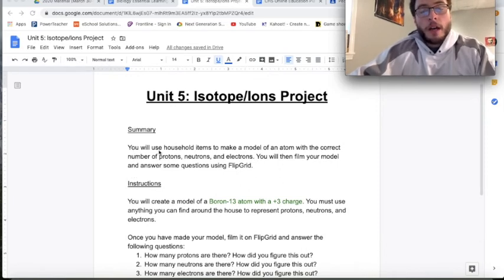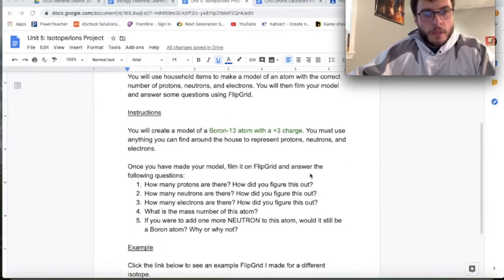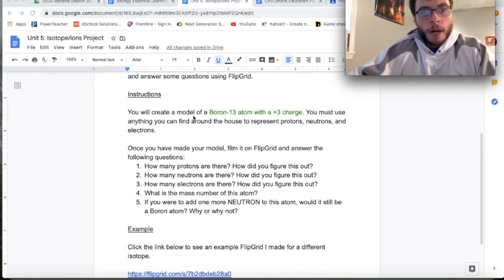So just kind of a summary of what you'll be doing. You're going to use household items to make a model of an atom with the correct number of protons, neutrons, and electrons. And then you're going to film your model and answer some questions using Flipgrid, which hopefully you're pretty familiar with and you've used it before. So you're going to create a model of a boron 13 atom with a positive 3 charge. That is the atom you're going to create. You must use anything you can find around the house to represent protons, neutrons, and electrons.